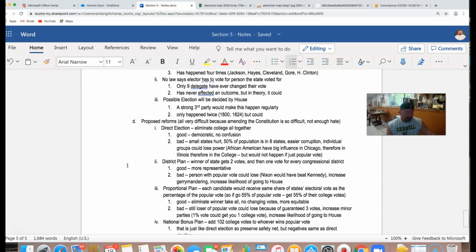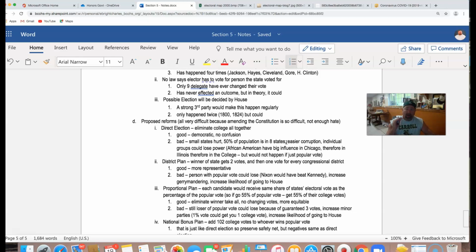Some reforms, like if we were to change it, what could we try, okay? This would be the direct election, okay? That would be a popular vote. Good. It's democratic. No confusion. The winner with the most votes wins, okay? This does hurt small states. More than half of the population resides in 8 states. Okay, so where are Republican and Democratic candidates going to vote?